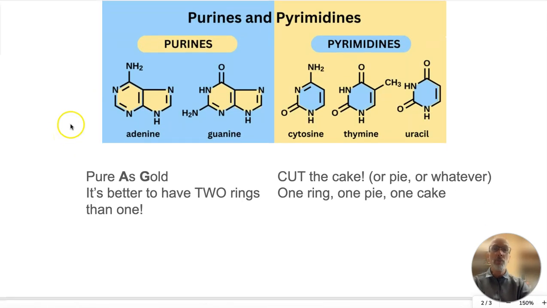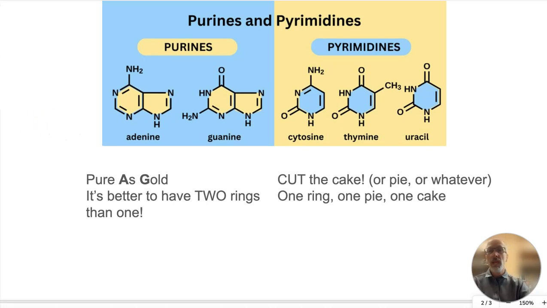This one is purines and pyrimidines. The best way to think about this is that purines are pure, so there's your purine, A and G. Notice A is capitalized and G is capitalized, because A stands for adenine and G stands for guanine. How do we know that these structures are purines? Remember, it's better to have 2 gold rings than just 1. So purines have 2 gold rings.